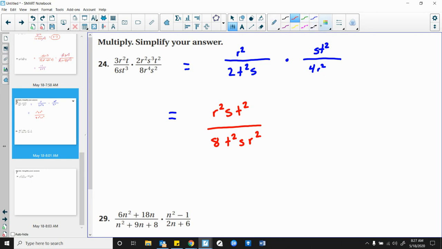Okay. Now, if we take a look at this, very interesting. My t's cancel. My s's cancel. And my r squared and my r squared cancel. And I'm left with an 8 on the bottom. And if nothing's left on top, I leave a 1. So my answer here is 1/8.